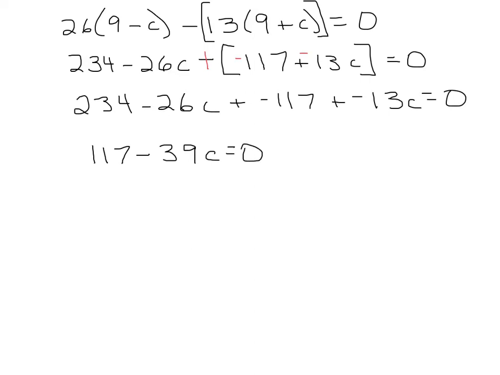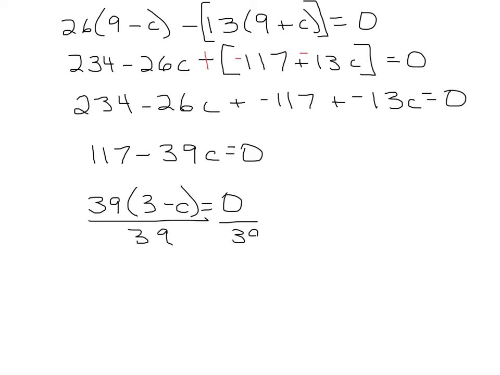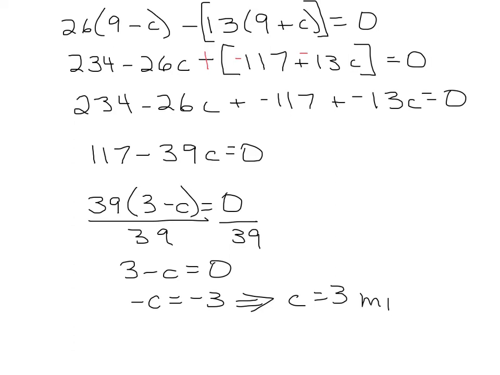And it just so happens that 39 goes into everything, so we pull out the 39, and we're left with 3 minus c equals 0. So we divide by 39, and we get 3 minus c equals 0. Negative c equals negative 3, and divide by negative 1, and you get c equals 3. So the current is 3 miles per hour, and it is not one of our disallowed values, so that is in fact the answer.